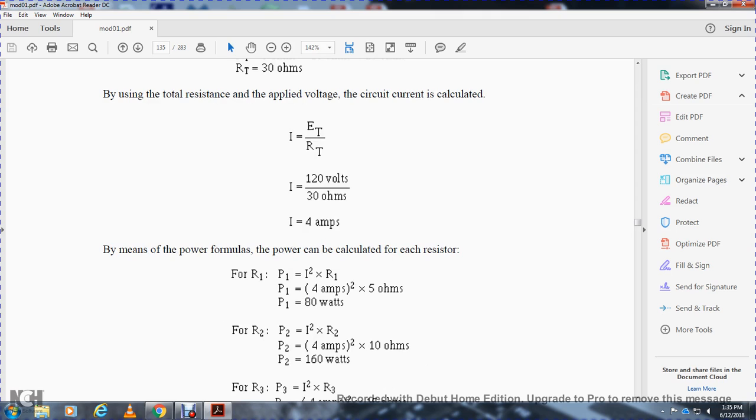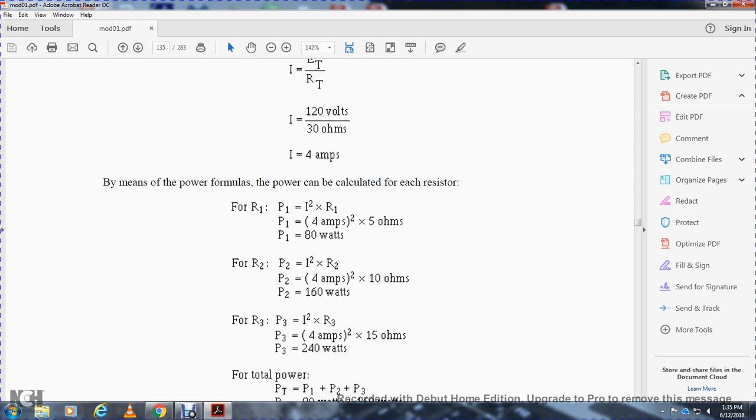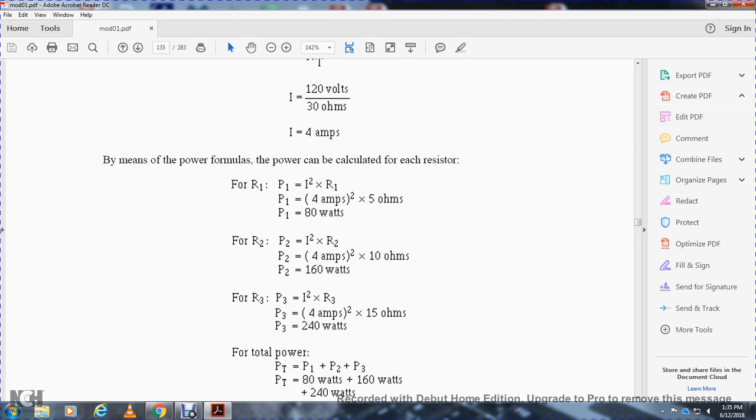Equals 4 amperes. The power is calculated with the power formula. Power 1 is the current of 4 amps squared times resistor 1 of 5 ohms, which is 80 watts. Power 2 would be 4 amps squared times 10 ohms, which is 160 watts. Power 3 would be 4 amps squared times 15 ohms, which is 240 watts.